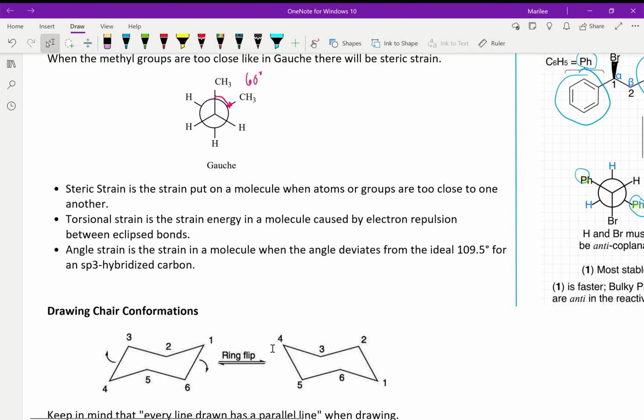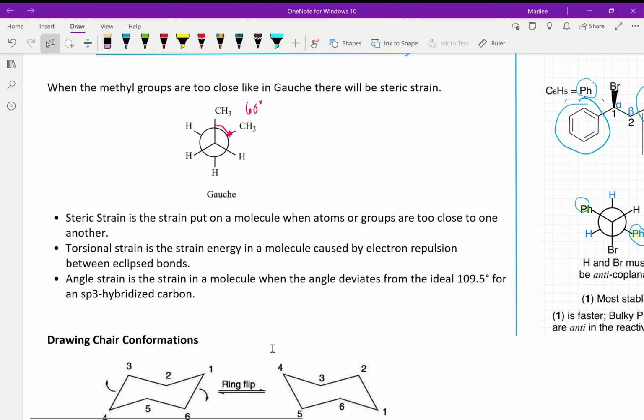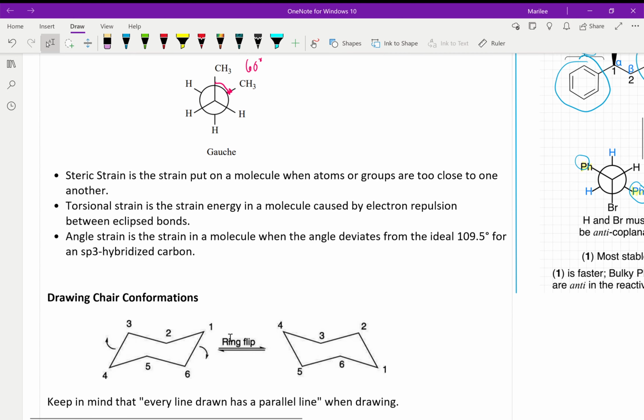Okay, so when the methyl groups are too close, like in gauche, they will create steric strain. This was covered in your lecture section. So they can also create torsional strain and angle strain. So I put the definitions here for you to refer back to if you need them.